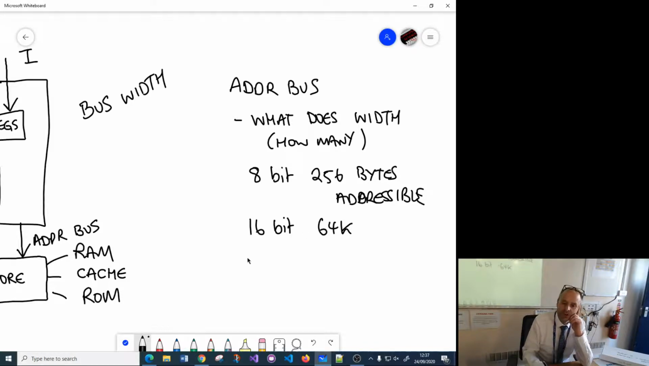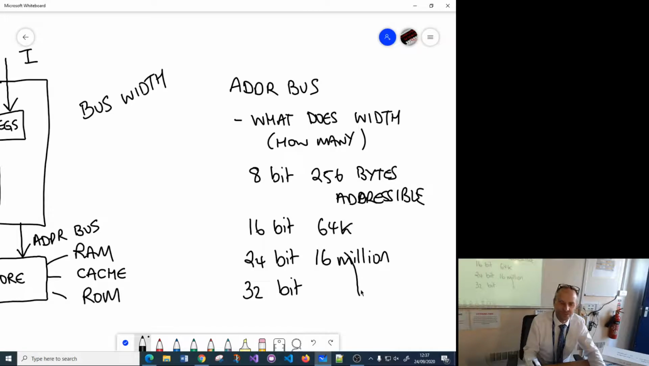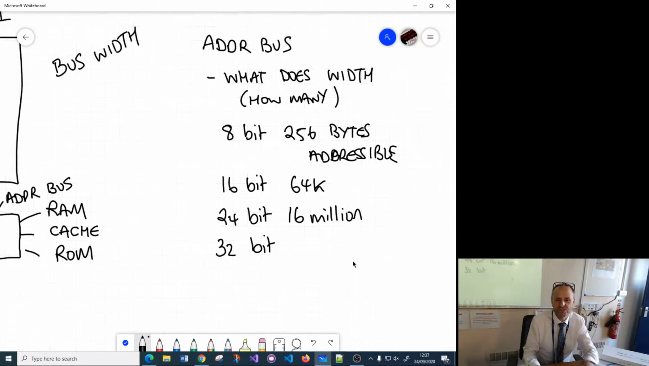What if you've got a 24-bit address bus, which you do get? That's about 16 million approximately. What about a 32-bit? 2 to the 32. You should know some of these numbers.